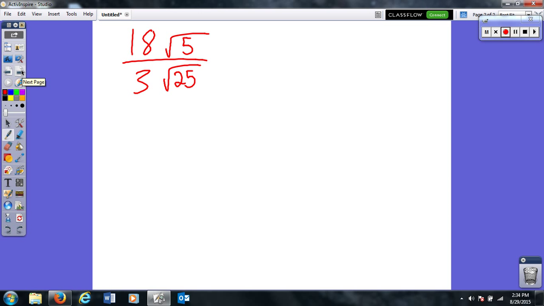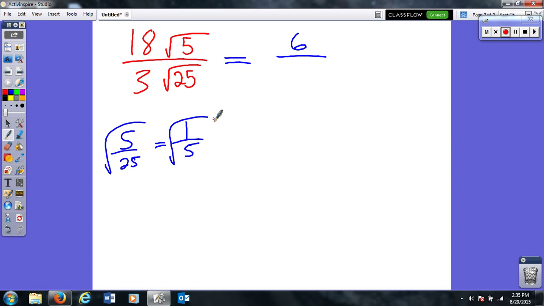Let's look at something like this. Again, the rule is insides with insides, outsides with outsides. So 18 divided by 3, we can do that right away, and we get 6 on the top. Then with the square roots, we've got a square root of 5 on top, square root of 25 on bottom. Again, you can think of that just like a fraction, 5 over 25, with the whole thing under the square root. And we can reduce that fraction as 1 over 5 with the square root.